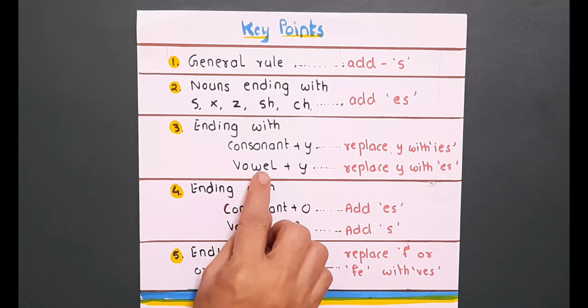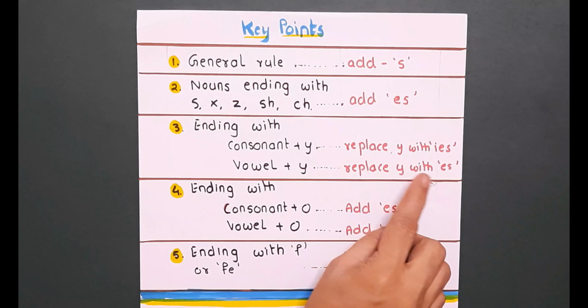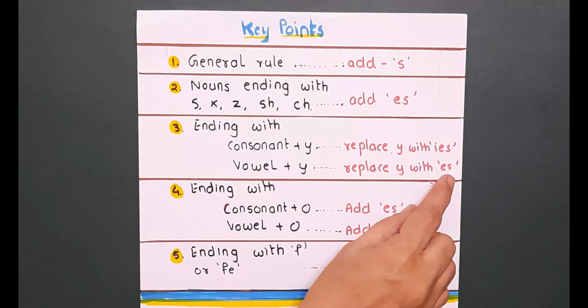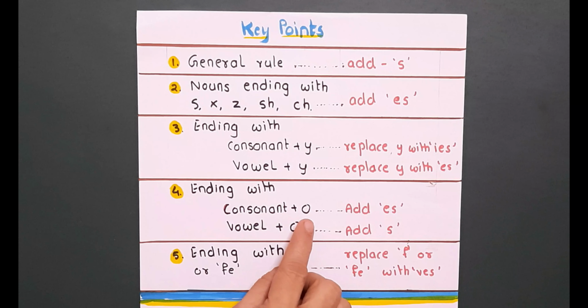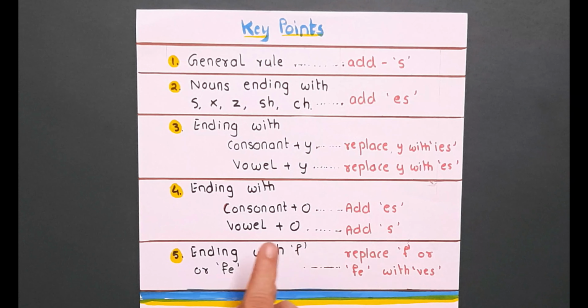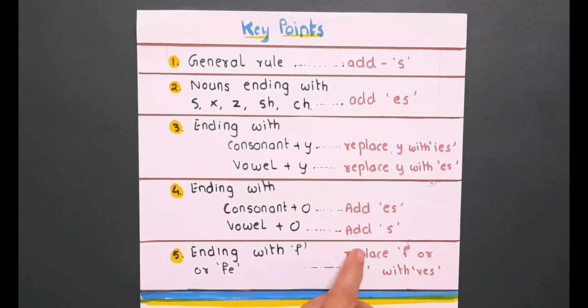When the noun ends with a vowel and y, in that case we just add s. In case the noun ends with a consonant and o, we have to add es. In case the noun ends with a vowel and o, we have to add just s. When the noun ends with f or fe, f or fe has to be replaced with ves.